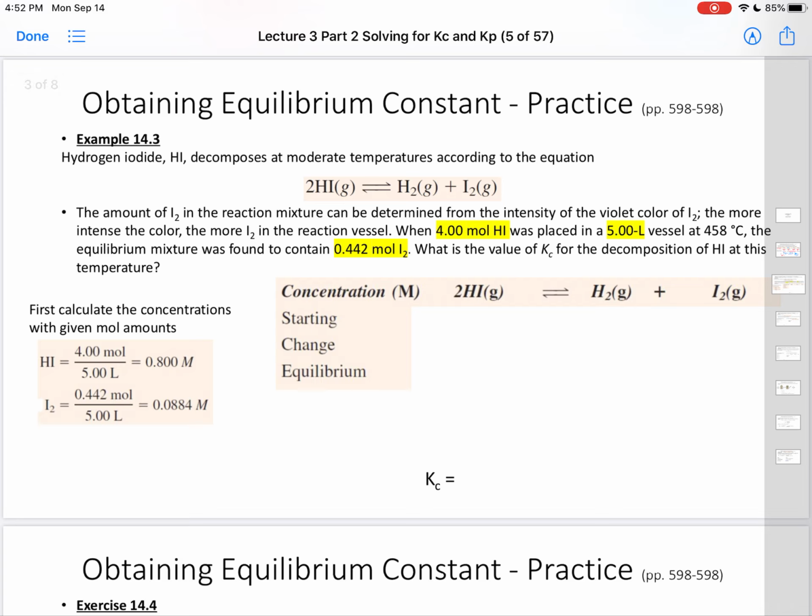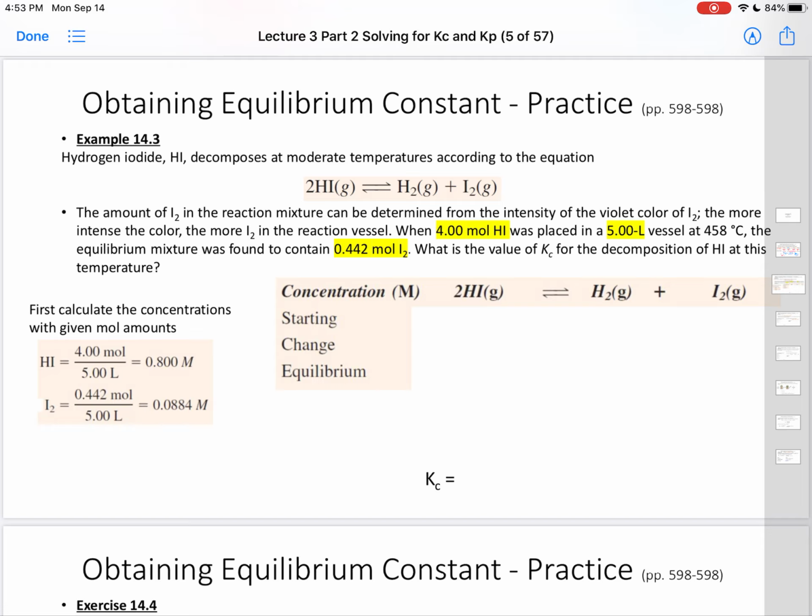Let's do another practice just to get some feeling for how to do these problems. You have hydrogen iodide decomposes to H2 and I2. Let's read the problem. It said the amount of I2 in the reaction mixture can be determined from the intensity of violet color of I2. So they've obviously done a spectroscopy experiment similar to what we've done in the lab. The more intense the color, the more I2 you have, because I2 is a violet or purple color.